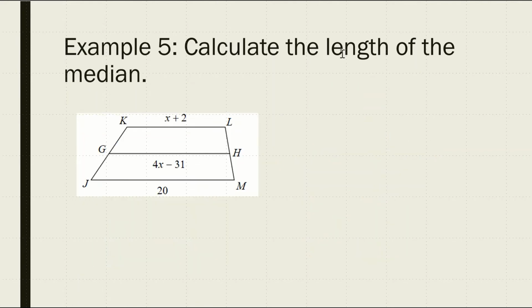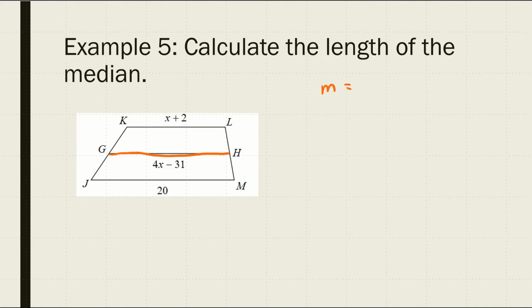Okay guys, so here we're asked to calculate the length of the median, and remember the median is this distance. We have the information that one of the bases is 20, the other base is x plus 2, and the median is 4x minus 31. So what we need to do is write an equation, solve for x, and plug it back in to figure out what the median is.